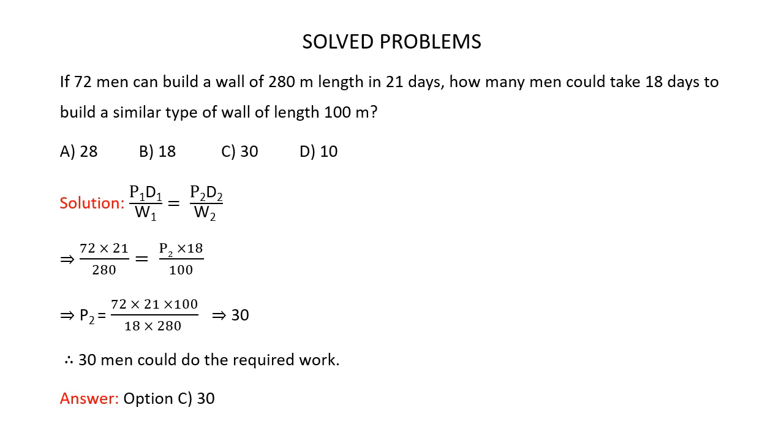Now substituting all these values in the formula here, we get 72 multiplied by 21 divided by 280 is equal to P2 multiplied by 18 divided by 100. On cross multiplication, we get P2 is equal to 72 multiplied by 21 multiplied by 100 divided by 18 multiplied by 280. On solving this, we get P2 as 30. This means 30 men could take 18 days to build a wall of length 100 meters. So the correct answer is option C, 30.